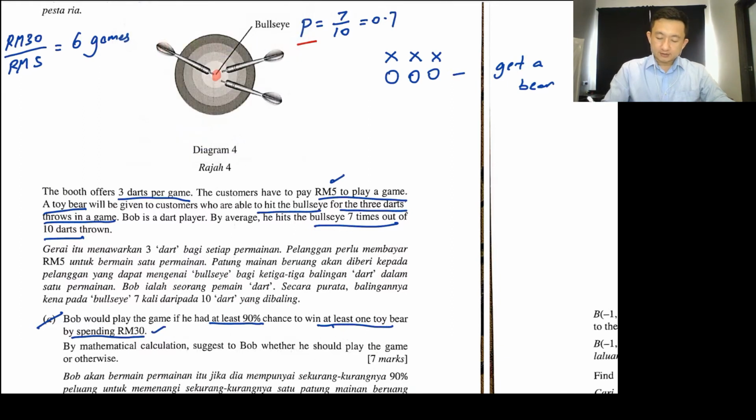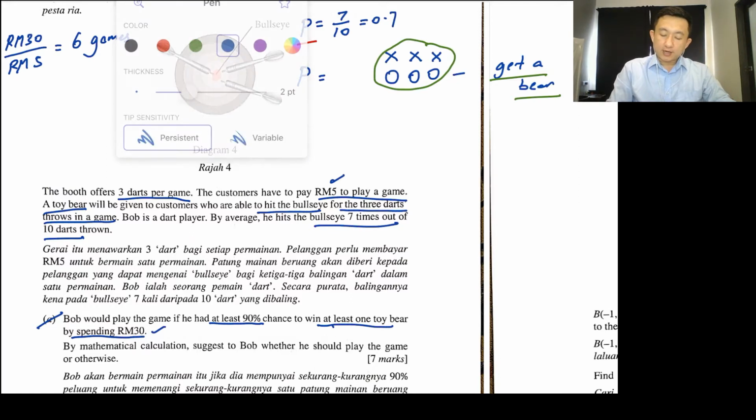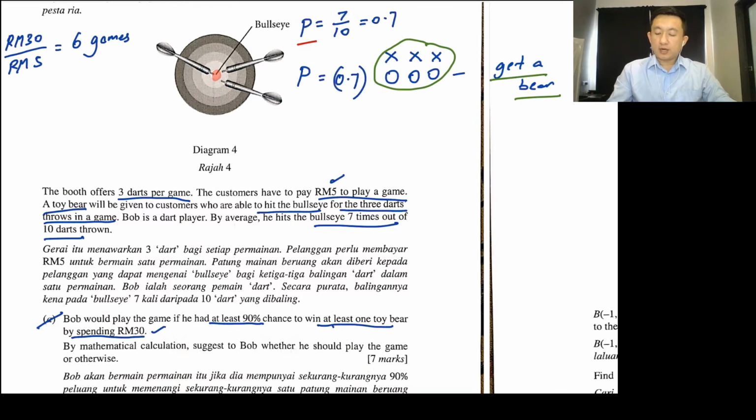Now what we want is the success rate of getting a toy bear. How do we get a toy bear? In order to get a toy bear, he needs to make sure he hits the bullseye consecutively 3 times, right? Meaning if 7 over 10 is the success rate of getting a bullseye, 3 times in a row will be power 3. In order to win a toy bear, you need 0.7 power 3. Why power 3? 3 times in a row. And you have how many? Say 0.343. Am I right? Let me check and see. Yes, 0.343. This is the success rate of getting a toy bear.